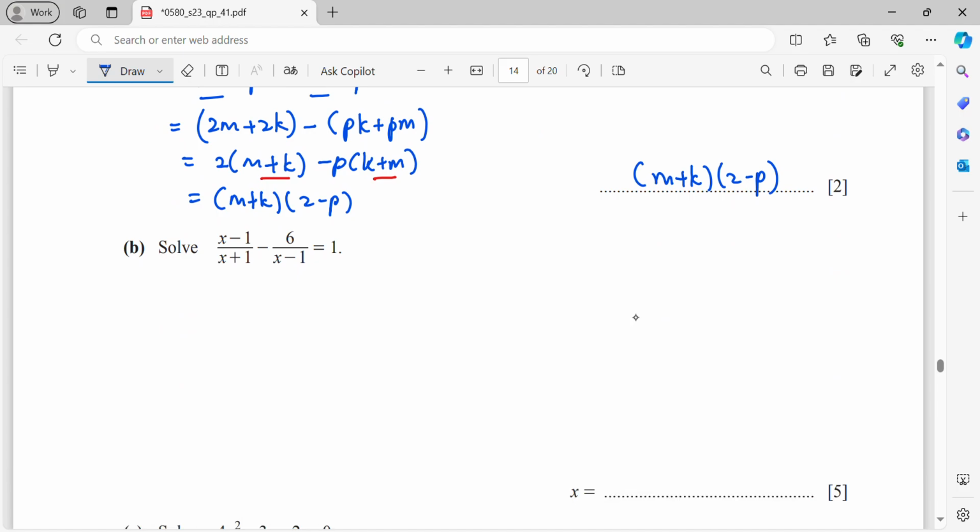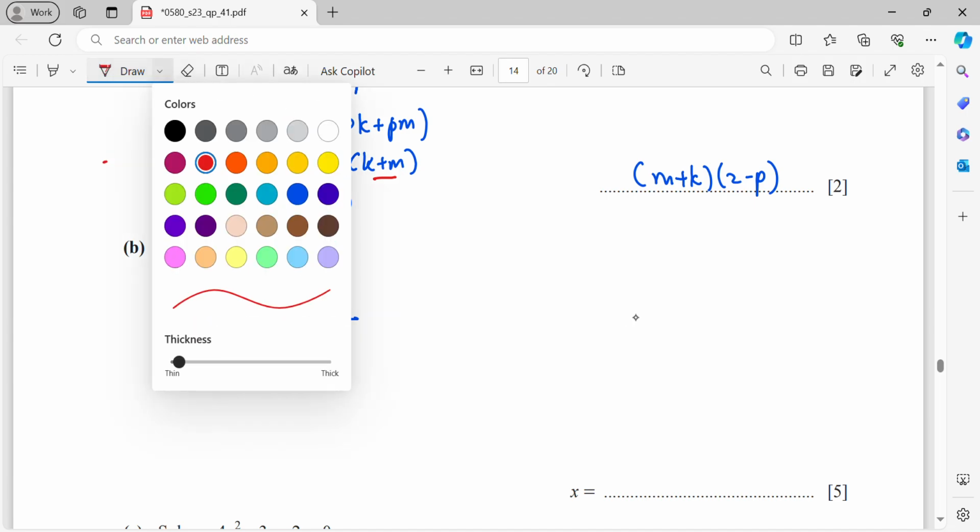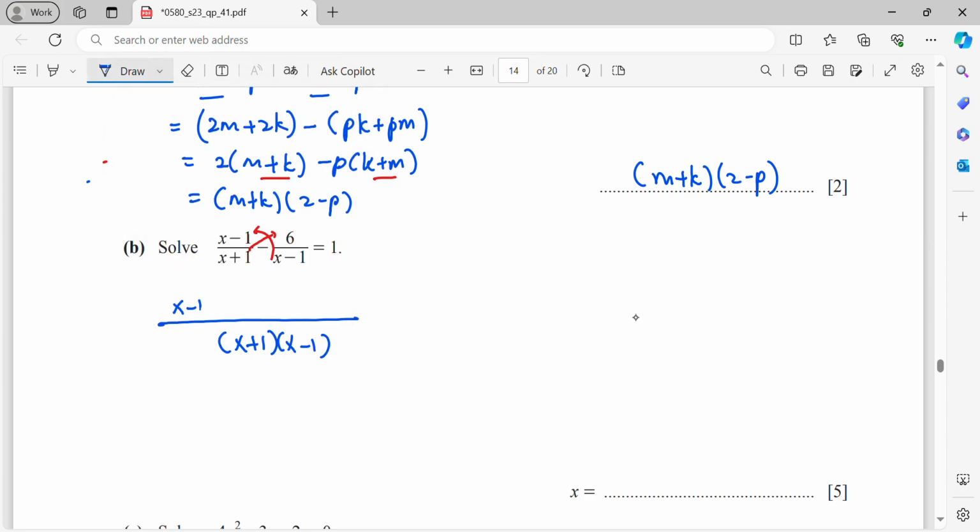Part B, show or solve this. When we need to solve, it means we need to get the same denominator, right? So now I will just make it the same denominator, which means cross multiplication. Just move up, cross multiply. So I'll get x minus 1 times x minus 1 minus 6 times x plus 1 equals 1. Then I will do expansion for the numerator, and the denominator I will move up.